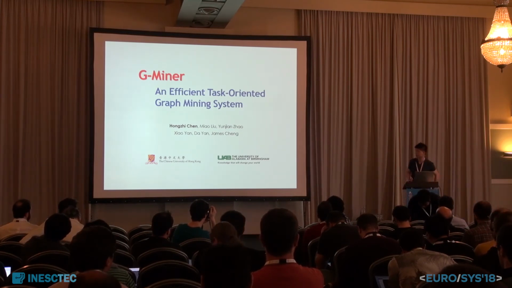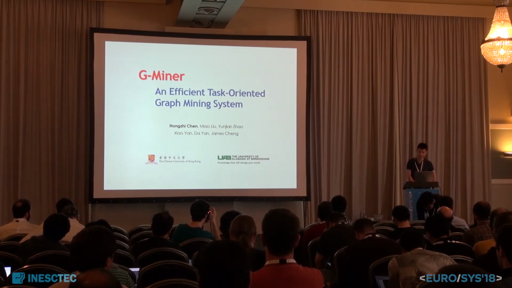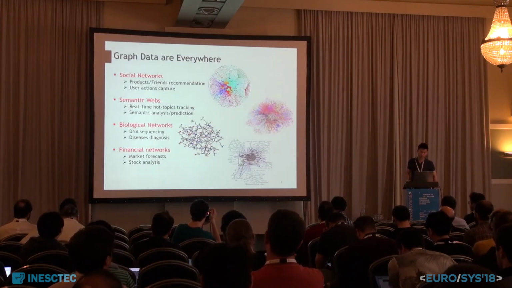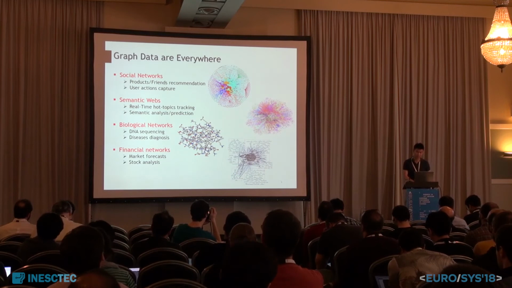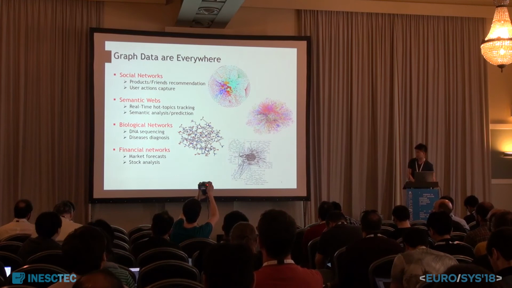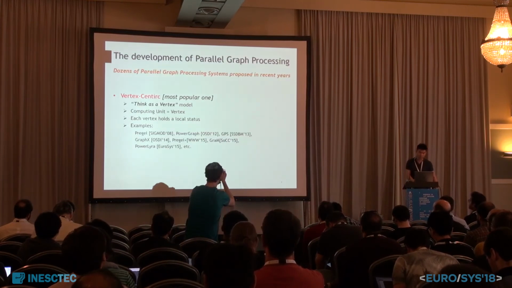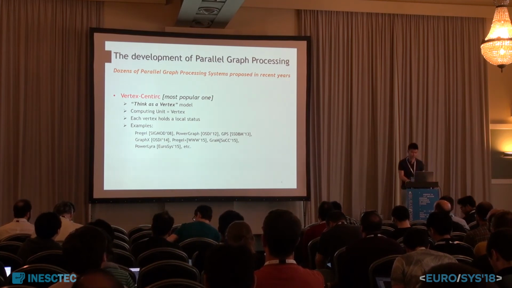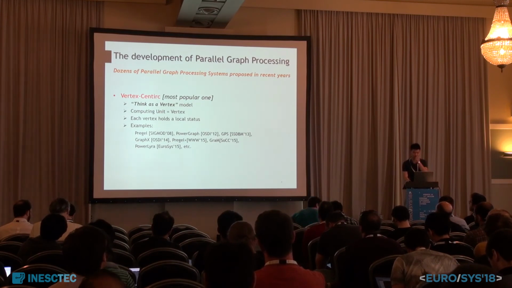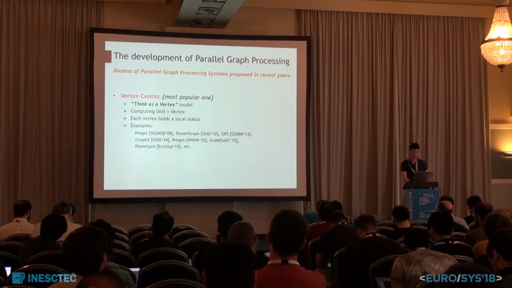Good afternoon, everyone. I'm Hongzi Chen from the Chinese University of Hong Kong. Today I want to introduce our system, G-Miner, a task-based graph mining system. Graph data are everywhere nowadays, widely used in different areas such as social networks, the web, and biology networks. Dozens of parallel graph processing systems have been proposed in recent years. The most popular one is the vertex-centric model, which uses a think-like-a-vertex design, and each vertex is regarded as a basic computing unit.